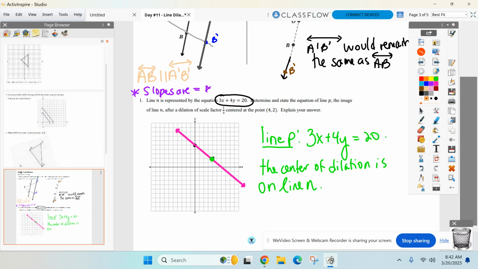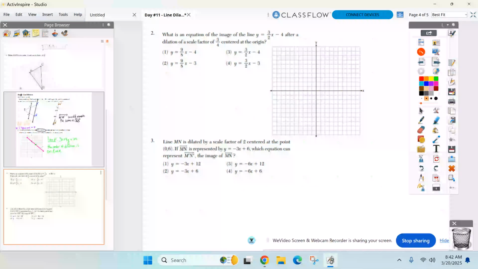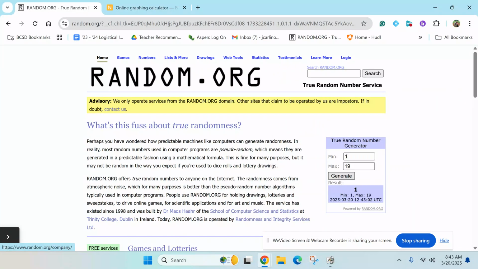Everyone all right with that case when it lands? Next case, again, now it won't land on the line. And how do I make this new equation if it doesn't land on the line? Okay, we have a new equation, 3/2 x minus 4, scale factor of 3/4. This is going to be centered at the origin. Whoa, origin, that's new.